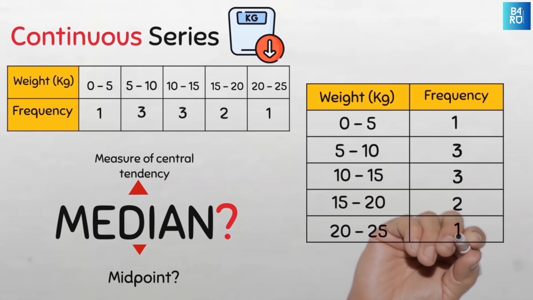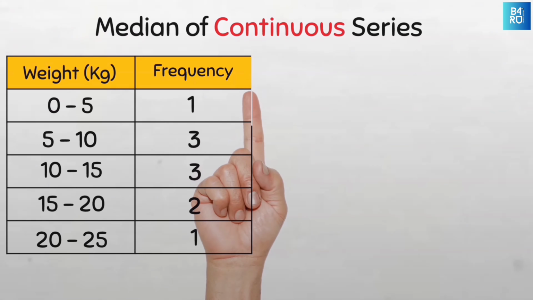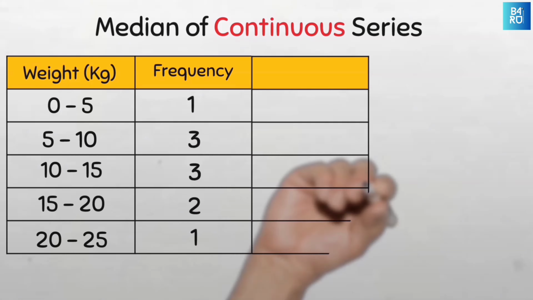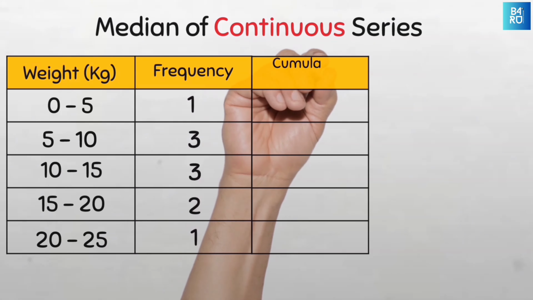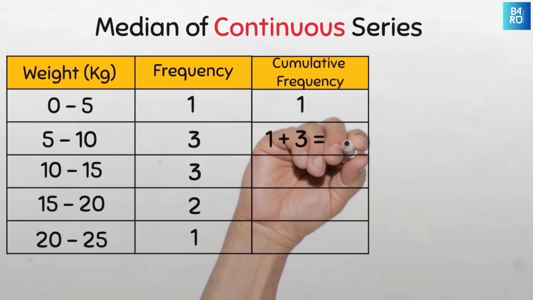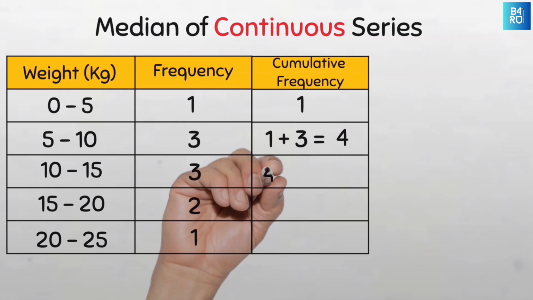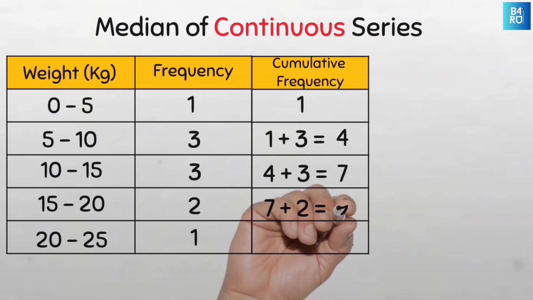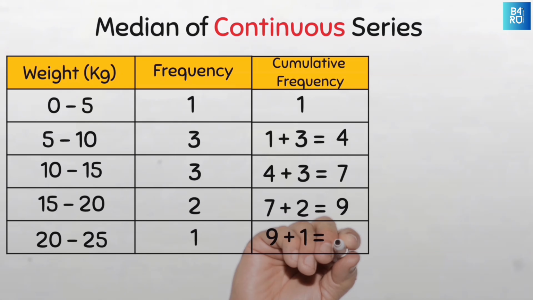This is better. To find the median for continuous series data, we will need to first compute the cumulative frequency, just like we did for discrete series data. So let us create a new column here for cumulative frequency. This will be 1, then 1 plus 3 is 4, then 4 plus 3 is 7, then 7 plus 2 is 9, and then 9 plus 1 is 10.